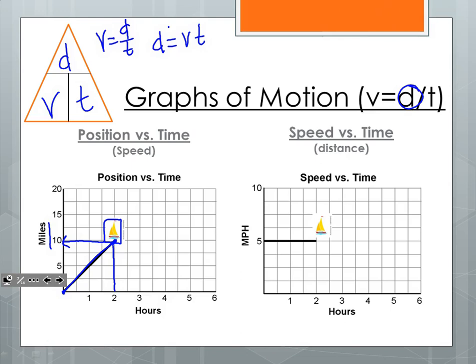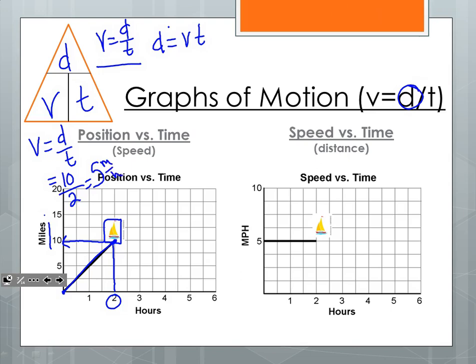So I can take what I know about V equals D over T, and I can find his speed, and I can graph it on a speed versus time graph. So I'm just going to plug in V equals D over T. We know that our distance is miles. So he went 10 miles all over 2 hours. So he had a speed of 5 miles per hour.